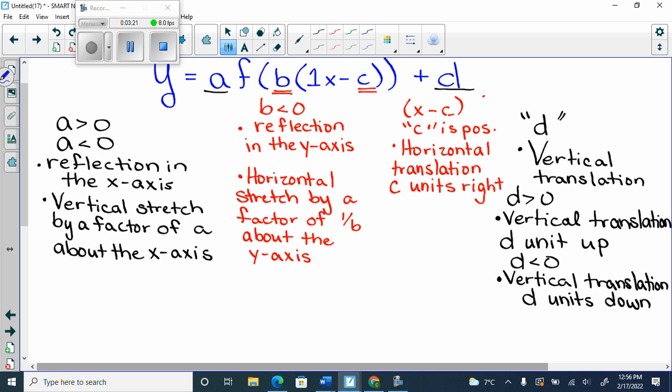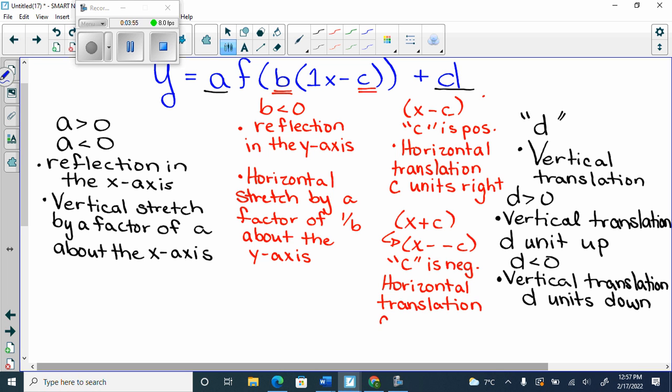And then if you have X plus C, that's actually the same as X minus negative C. Because remember the sign has a negative sign in it? So C is actually not positive here. C is negative because it'd be minus and minus. And that's why you're going left. So that's why this is a horizontal translation. C units left. We agree?